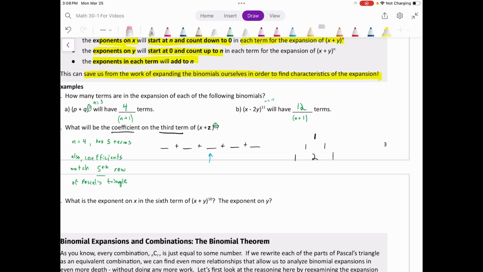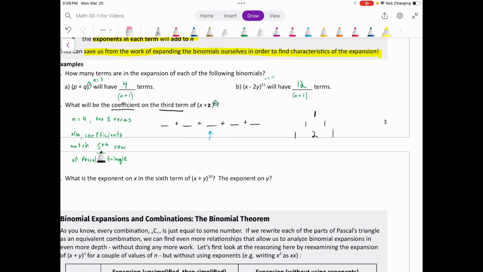Now again, because we know it matches the 5th row, let's just quickly build Pascal's triangle. We've gotten a good start here. But again, 1, 1, 1, and then 1 plus 1 gives us 2. Next row, 1, 1 plus 2 is 3, 2 plus 1 is 3, 1. And finally, that's the 4th row. We need the 5th row, so 1 plus 3 is 4, 3 plus 3 is 6, 3 plus 1 is 4, and then a 1 on the outside. So this is the row of Pascal's triangle we're interested in.